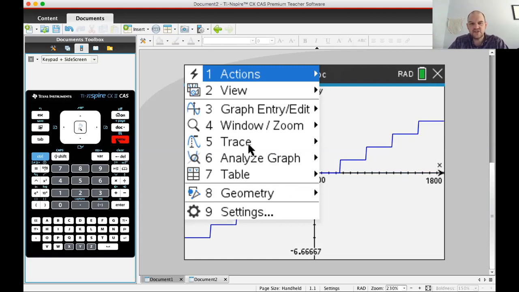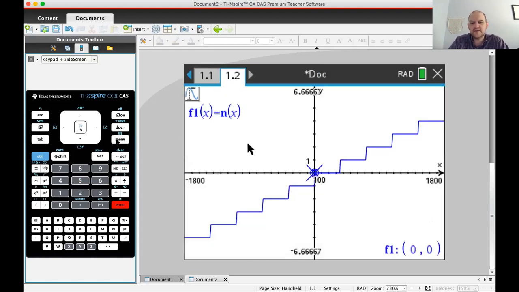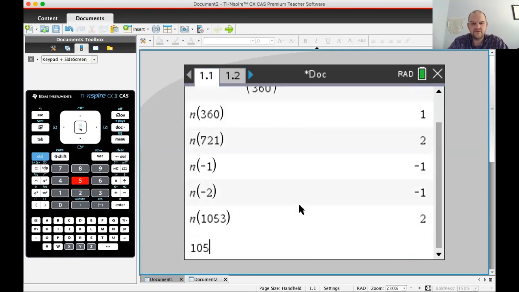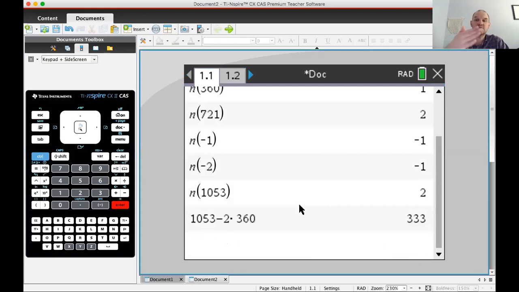So I'm going to trace, so it's menu 5, enter. Now you just type in what you want, right? So 187 is going to give me 0. 399 should give me 1. 1,053 apparently gives me 2. So this is actually working. If we go back and do n of 1053, and I do 1053 minus 2 times 360, I get 333, which is between 0 and 360. The principal coterminal angle is 333.